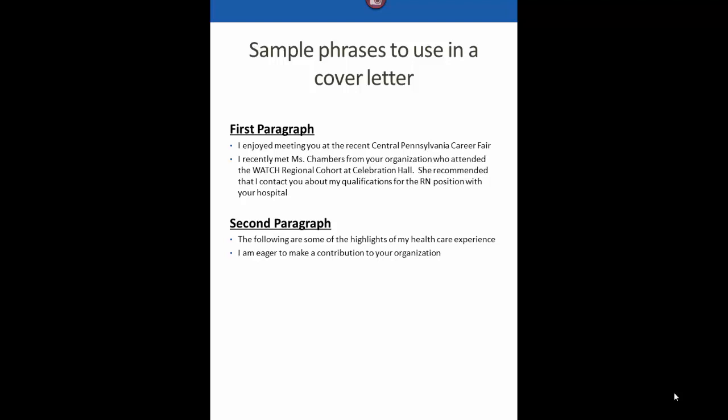For the second paragraph, the following are some of the highlights of my healthcare experience. Or, I am eager to make a contribution to your organization.